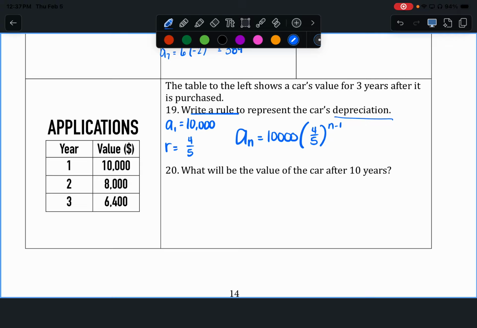For question 20, it asks what will be the value of the car after how many years? So we're going to find the 10th term. So we'll do 10,000 times 4/5 to the 10 minus 1. And what do we get? There we go.